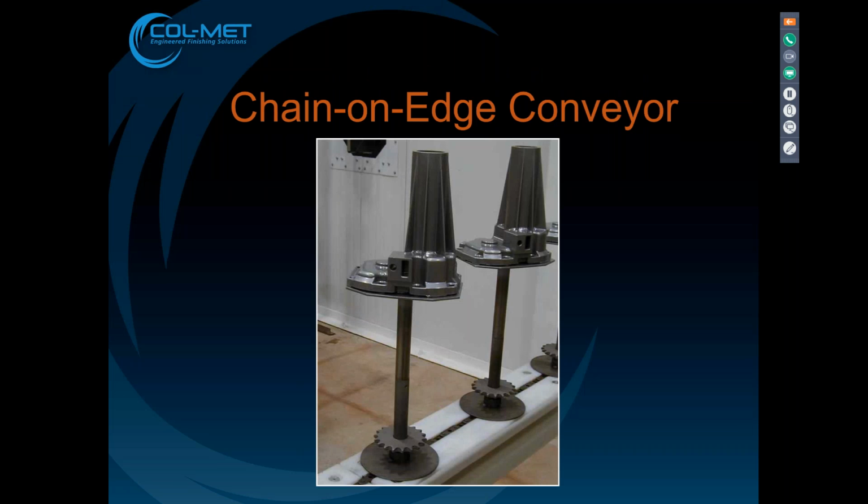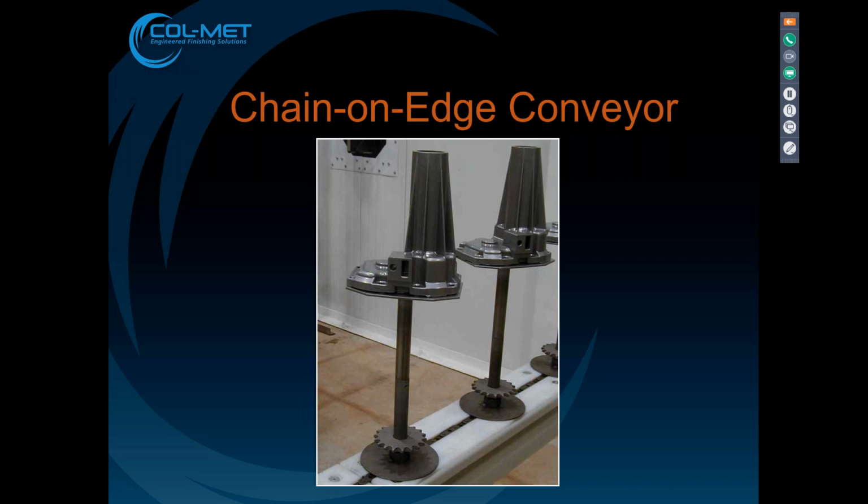Another option for conveyor is chain on edge. There's a picture of the chain on edge, and it's good for products that need to be turned. Anything that you might utilize on a flat line conveyor, you can possibly use on chain on edge, and they're very good for their niche applications.